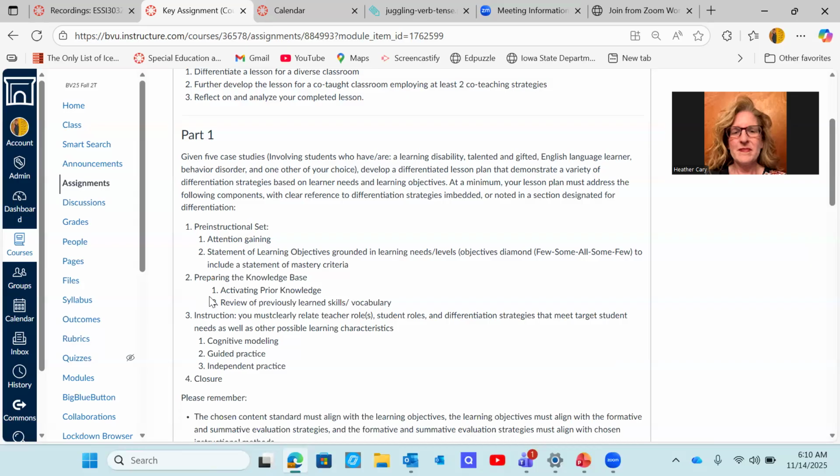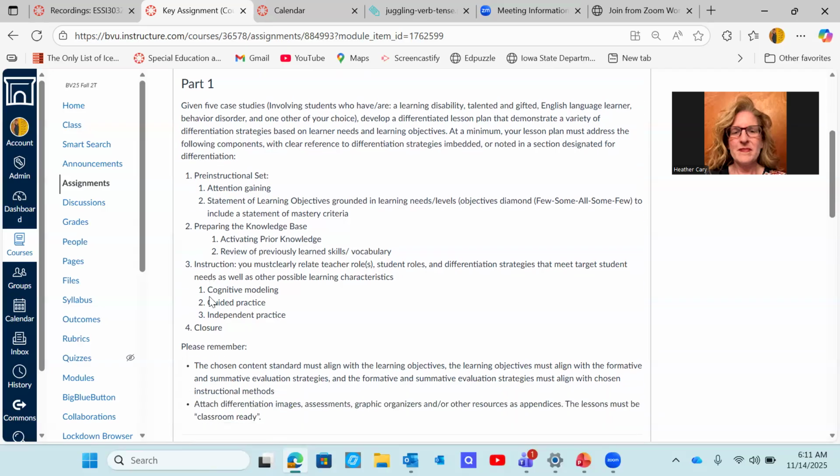At a minimum, your lesson plan must address the following components with clear references to differentiation strategies embedded or noted in a section designated for differentiation. Please remember, I stated you don't have to have a certain lesson plan. It is these parts in the lesson plan that are important.